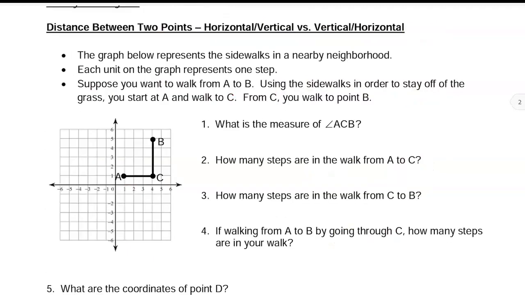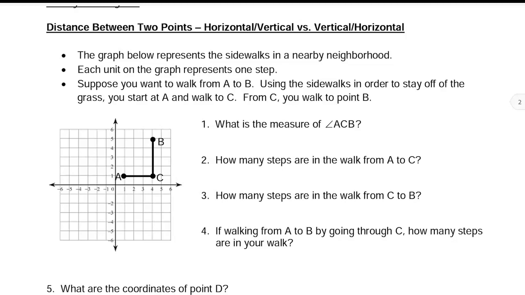Instead of just looking at horizontal or vertical, we need to also look when the points are at a diagonal to one another. So we're going to extend our thinking a little bit. The graph below represents the sidewalks in a nearby neighborhood. Each unit on the graph represents one step. Suppose you want to walk from A to B. Using sidewalks in order to stay off of the grass, you start at A and walk to C. From C, you walk to B.